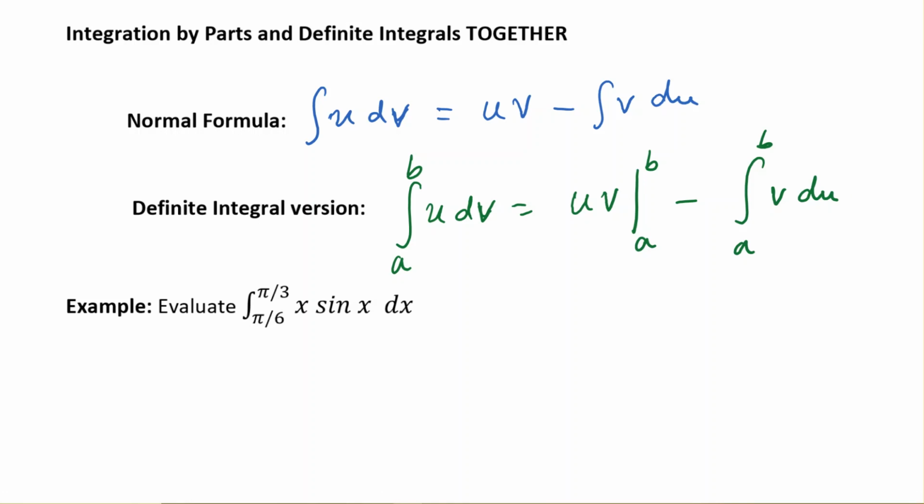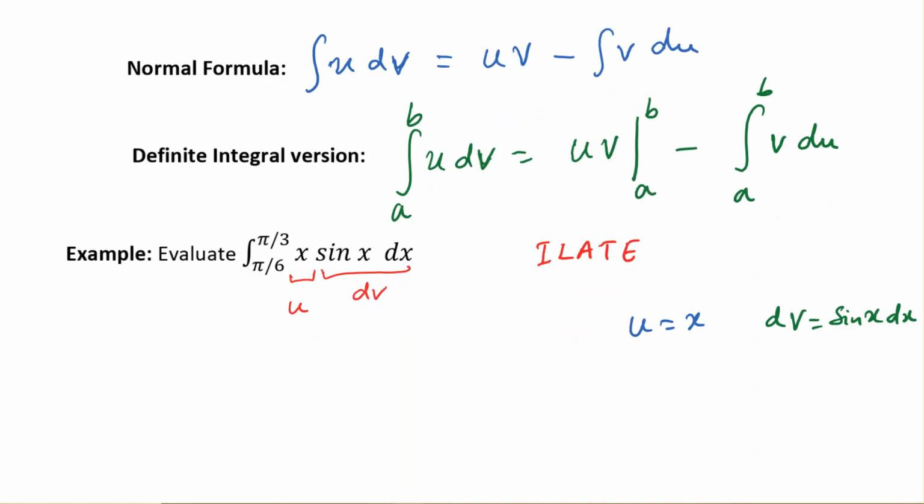So we have the integral of x sine x dx from pi over 6 to pi over 3. First we decide on our u and dv, and as we discussed previously, you can use the mnemonic ILATE if you want to. Here the algebraic function would be your u because it comes first, and the trig function would be your dv because it comes after. Since u equals x, du is dx because we need that for the formula. And similarly, since dv is equal to sine x dx, taking the integral, we get negative cosine x.